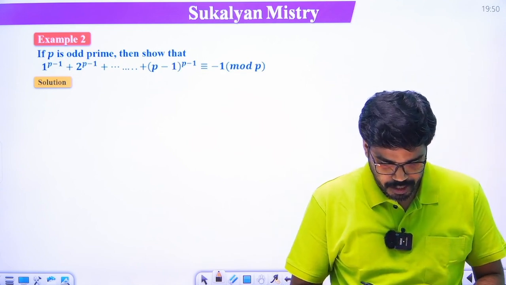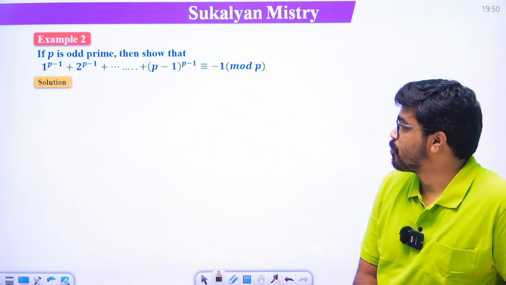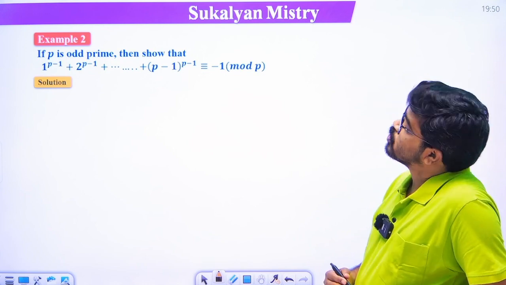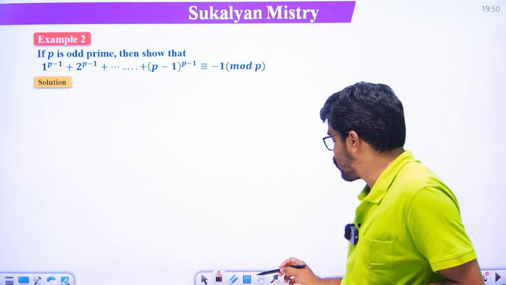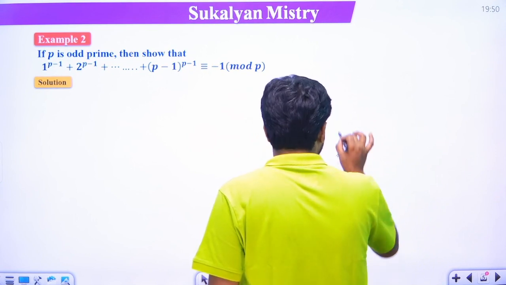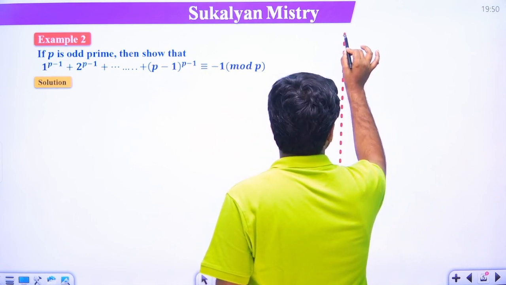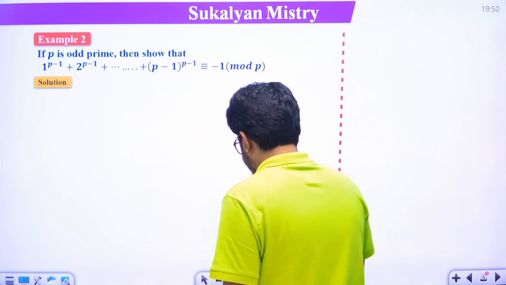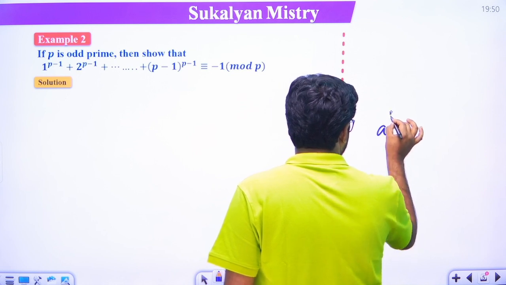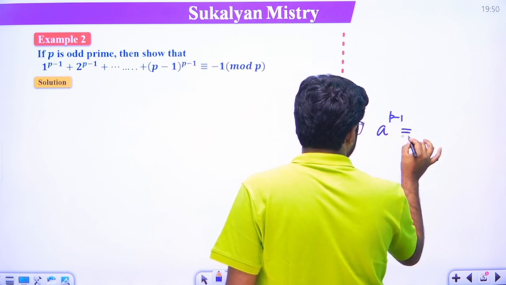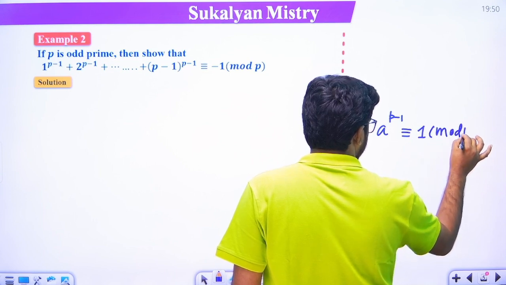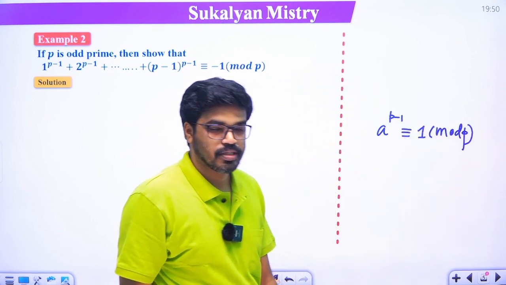If p is an odd prime, then show that 1 to the power p minus 1 plus 2 to the power p minus 1 dot dot plus p minus 1 to the power p minus 1 is congruent to minus 1 modulo p. Just apply Fermat's theorem. Fermat's theorem states that a to the power p minus 1 is congruent to 1 modulo p, right?